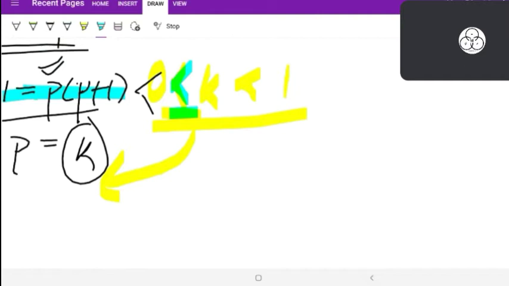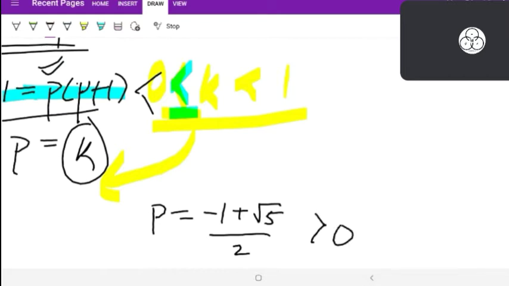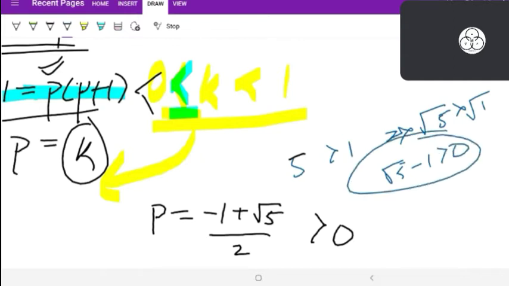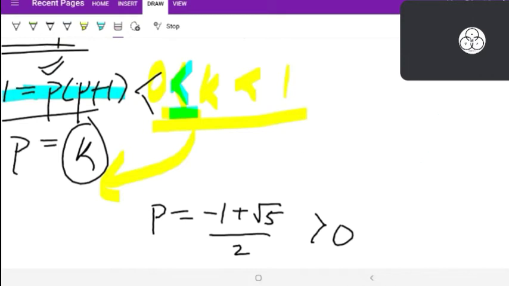Let me solve it. Okay, so the value of p will be (minus 1 plus root 5) by 2. This is greater than 0. What is the method to check? Simple thing. Root 5 is 2 point something, or you can check another way: 5 is greater than 1, which implies root 5 is greater than root 1, so root 5 minus 1 is greater than 0. So this is greater than 0 and less than 1.